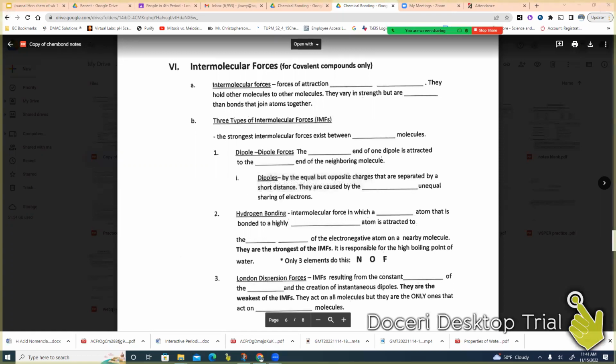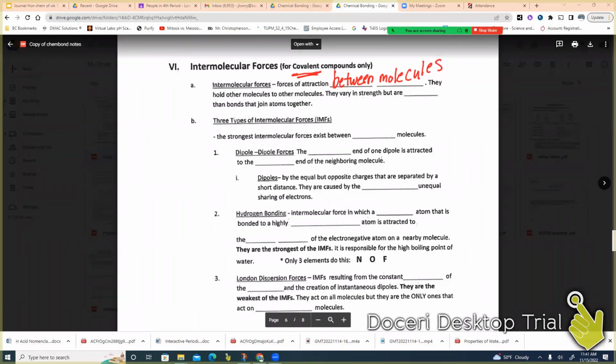All right, so now we're looking at intermolecular forces. This, once again, just like our VSEPR, only has to be worried about when you're talking about covalent compounds. So intermolecular forces are the forces that are holding the molecules together, like what holds one molecule of water to another molecule of water. So intermolecular force is the force of attraction between molecules. They hold molecules to other molecules.